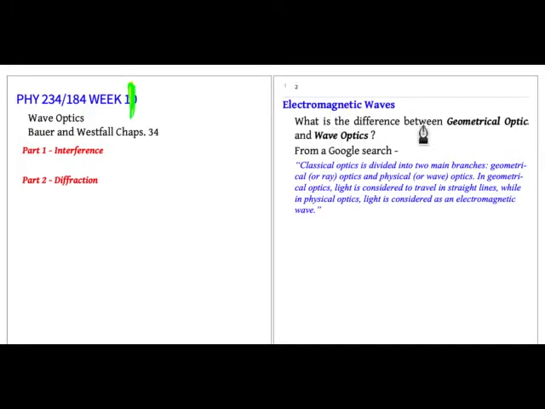We've already studied geometrical optics, and now we're studying wave optics. So what's the difference between geometrical optics and wave optics? Well, here's from a Google search. Classical optics is divided into two branches: geometrical or ray optics and physical or wave optics. In geometrical optics, light is considered to travel in straight lines, while in physical optics, light is considered as an electromagnetic wave.